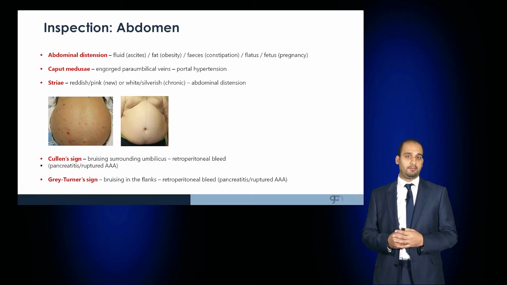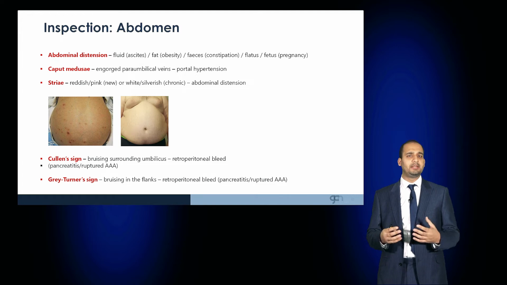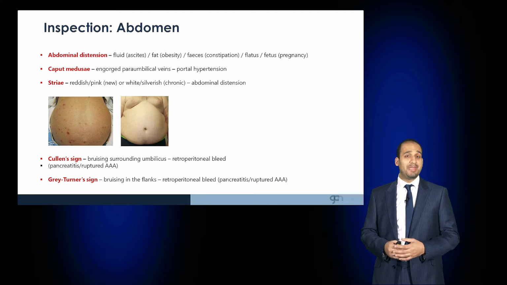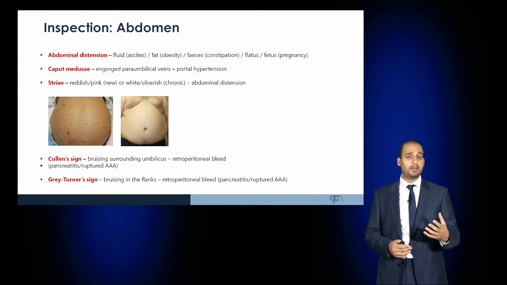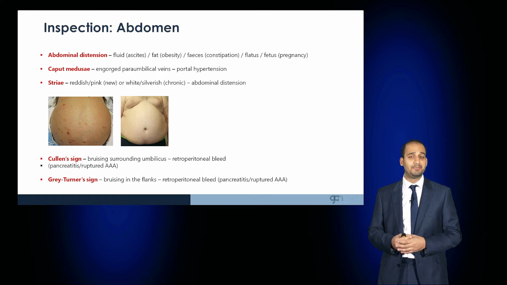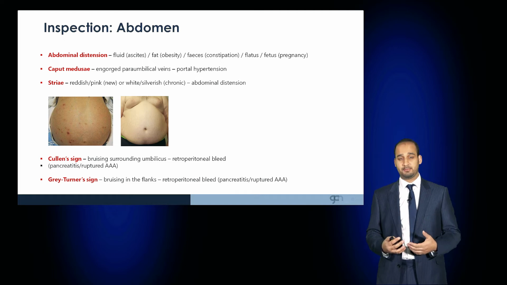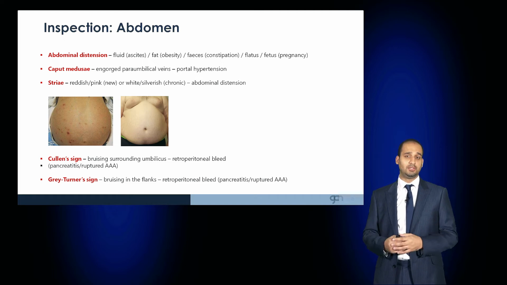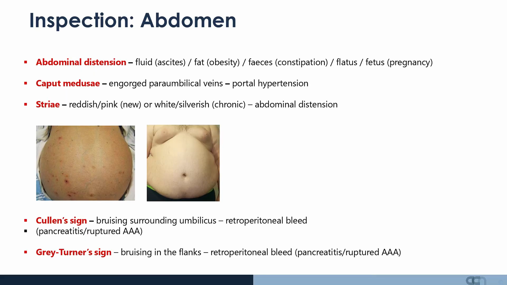Start with a very careful inspection. Is the abdomen distended? Distension may be as a result of fluid or ascites or fat. As a consequence, the patient will have obesity. They may be constipated, they may be impacted with feces, or flatus, which is not passing due to an obstruction or subacute obstruction, or in a female of childbearing age, you may consider a pregnant abdomen.